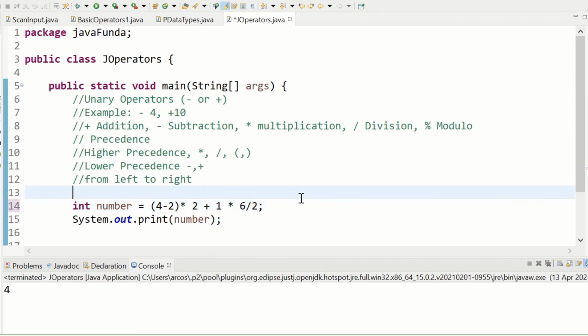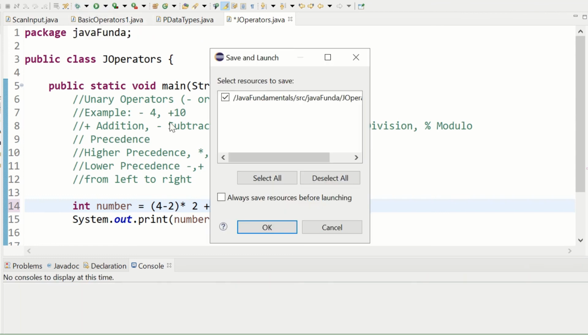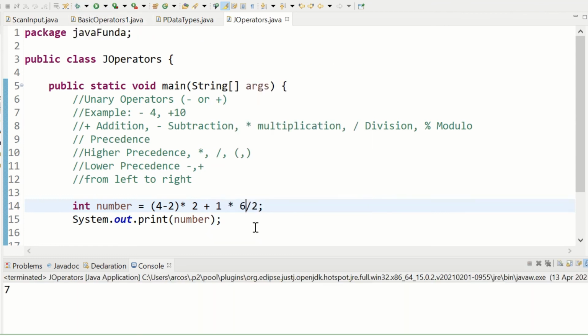So what's the result of this one? We have 1 times 6 equals 6, 6 divided by 2 equals 3, and then the result of this 4 already. So 3 plus 4 equals 7. Let us try running it in the compiler to see if it gives us 7. There you have the value of 7. So that is precedence and the Java operators such as addition, subtraction, multiplication, and division.